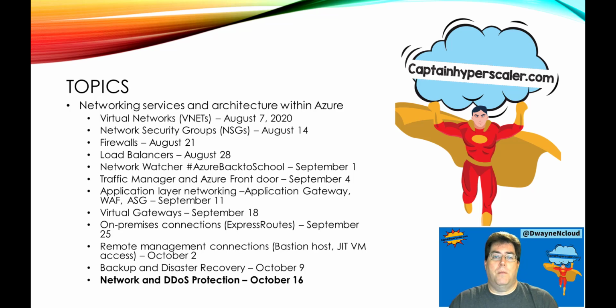Today we're going to talk about a couple network protection services within Azure that we didn't cover in the rest of this series, and those are DDoS protection as well as web application firewall. We didn't hit on those. We touched a little bit on web application firewall, I think within the application layer networking. We'll go into that a little bit more and how to configure that here in this video, as well as the capabilities of the two flavors of DDoS protection within the Azure environment.